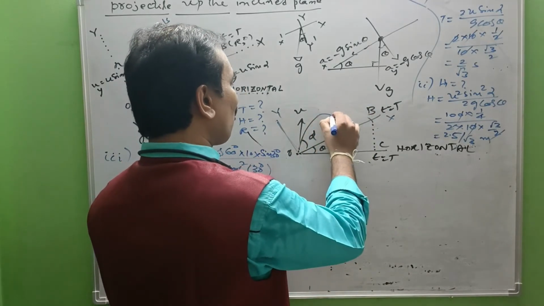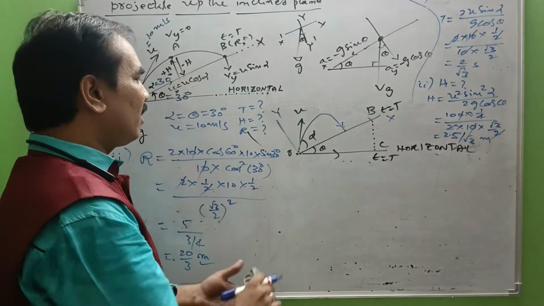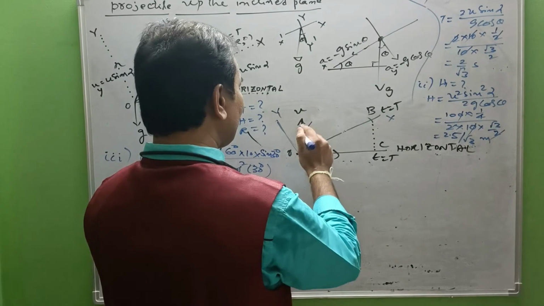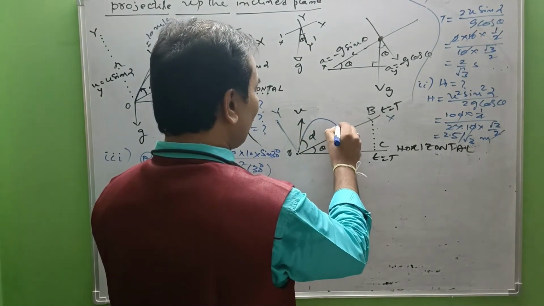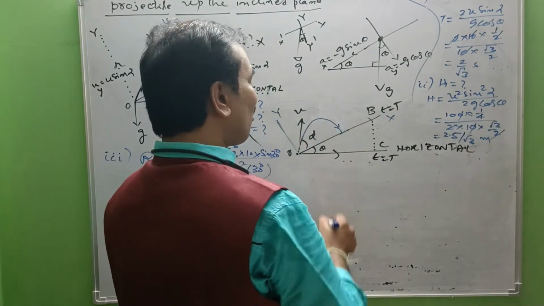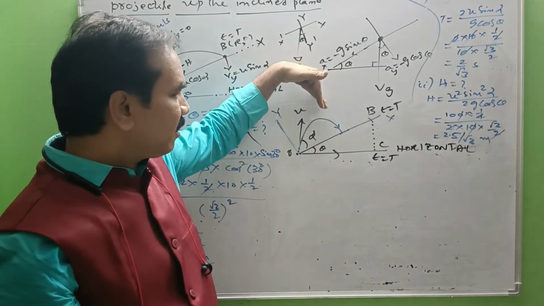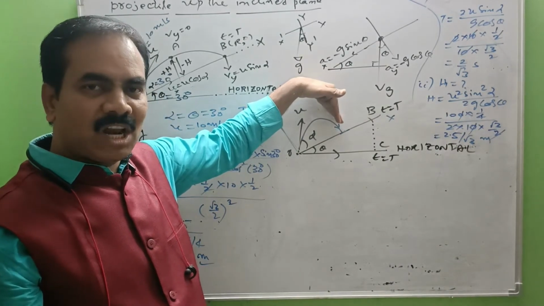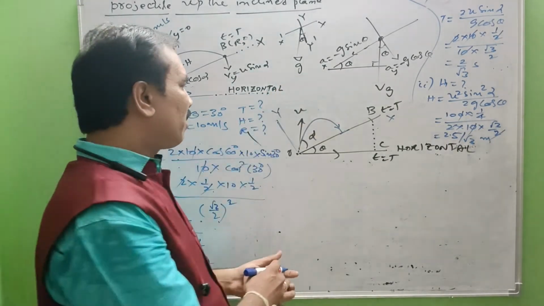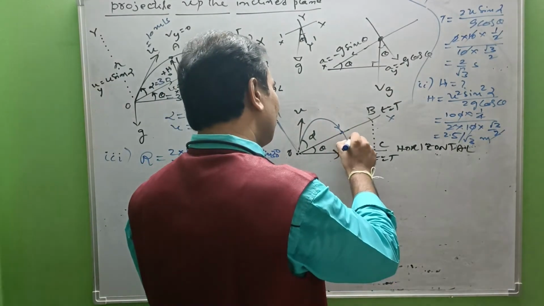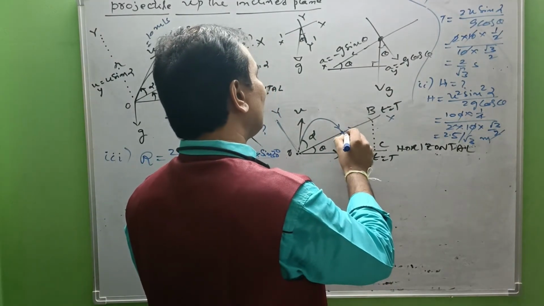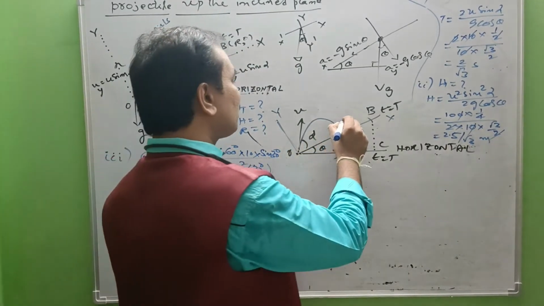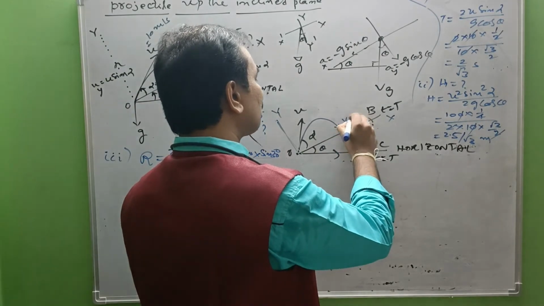Strikes the inclined plane normally, like this. In this example, the body strikes the inclined plane normally. When it strikes the inclined plane normally, the net velocity is normal to the inclined plane. Right? Then we can't resolve the velocity into components. Why? Because this is the net velocity like this. What is the component of velocity along the inclined plane, that is perpendicular to V? That is Vx, which must be 0.